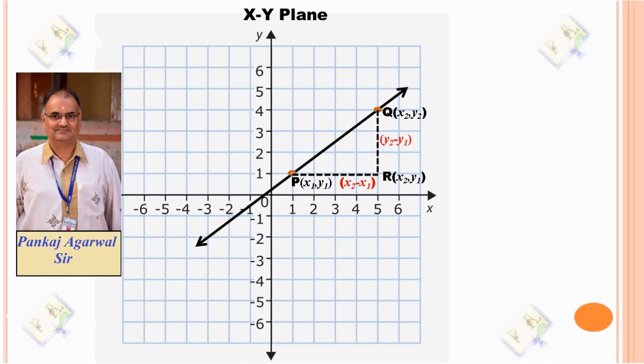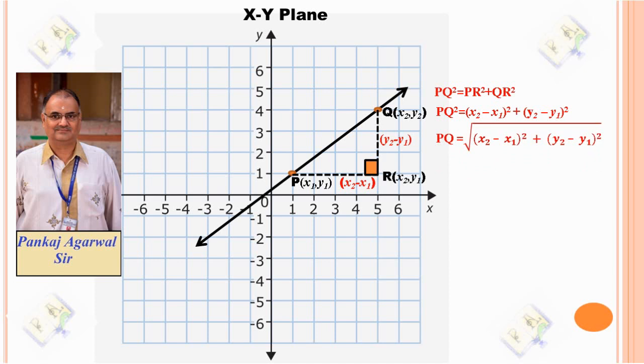As the lines intersect at a right angle, we get right angle triangle PRQ. We can apply Pythagoras theorem. So, what does Pythagoras theorem say? PQ square is equal to PR square plus QR square. Here, PR is x2 minus x1 while QR is y2 minus y1. Therefore, PQ square is equal to (x2 minus x1) the whole square plus (y2 minus y1) the whole square. If we take a square root, then PQ is equal to the whole square root of (x2 minus x1) the whole square plus (y2 minus y1) the whole square.